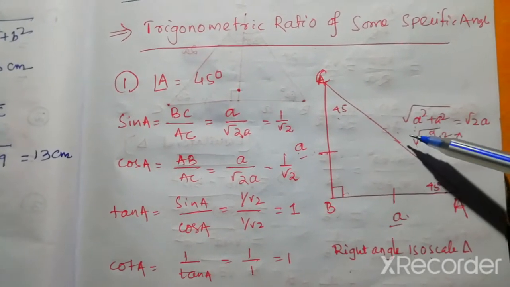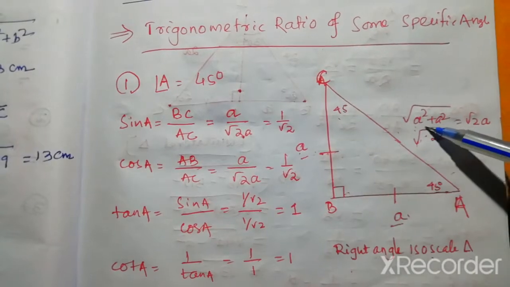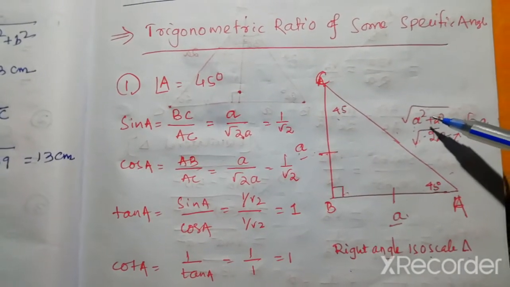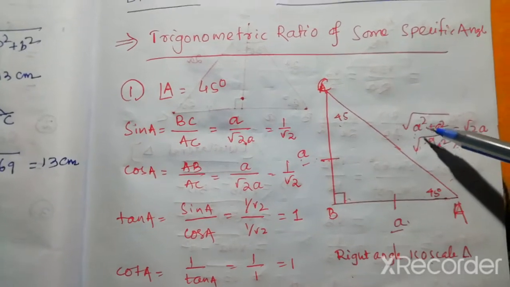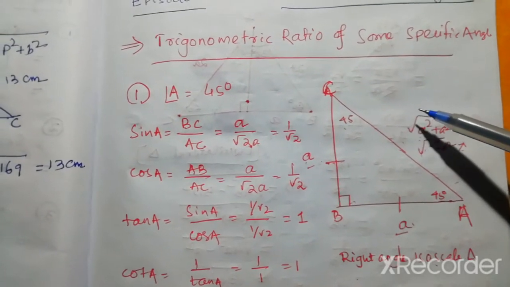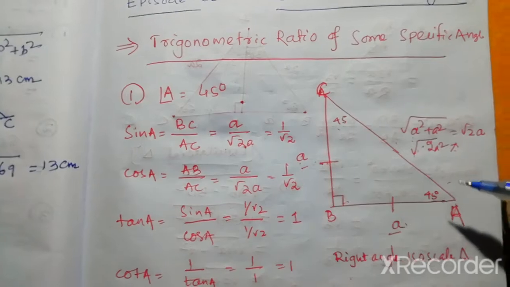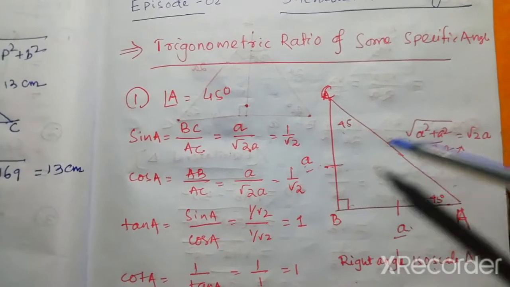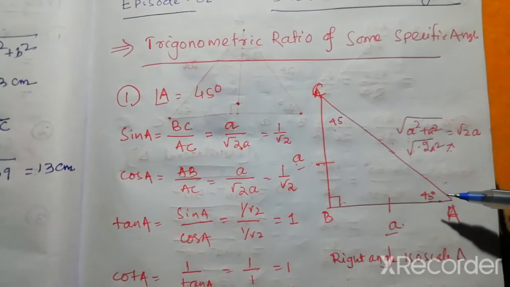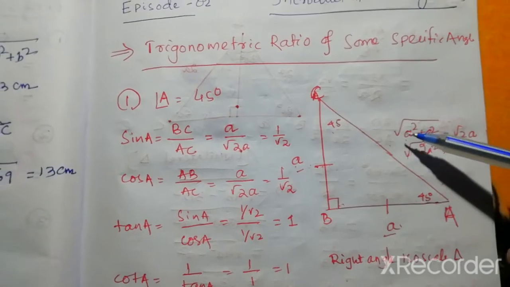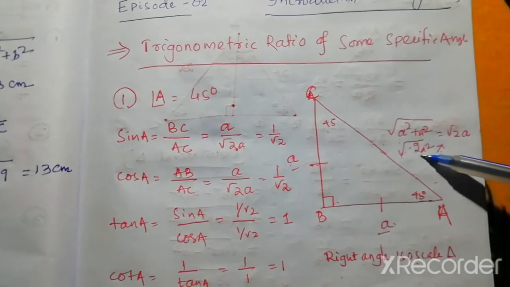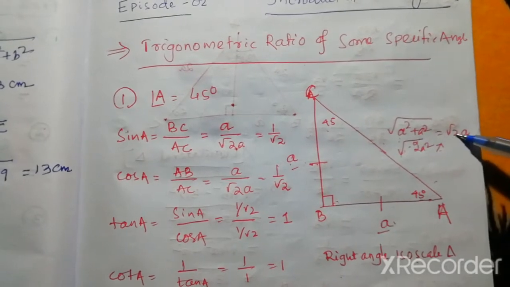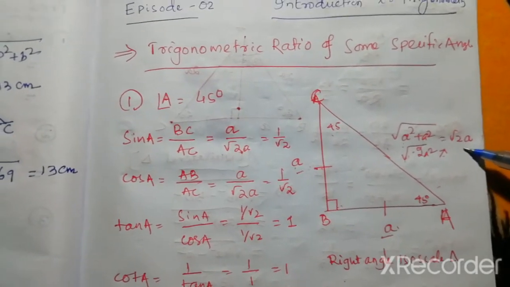AC is equal to root over a square plus a square. We know h square is equal to p square plus b square, so h is equal to root over p square plus b square. That's why AC is equal to root over a square plus a square, that is equal to root over 2a square, which is equal to root 2 a.